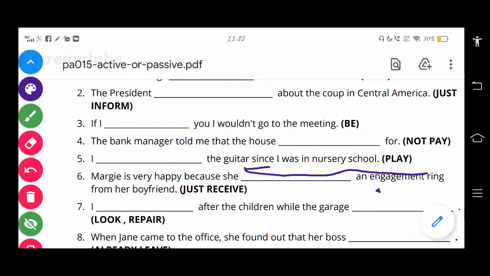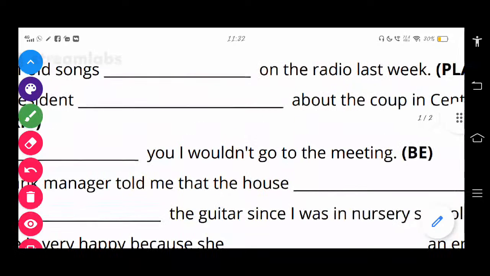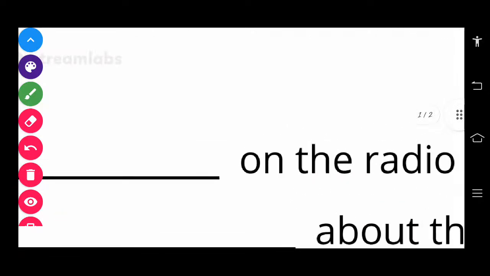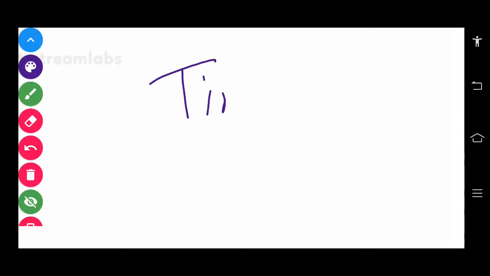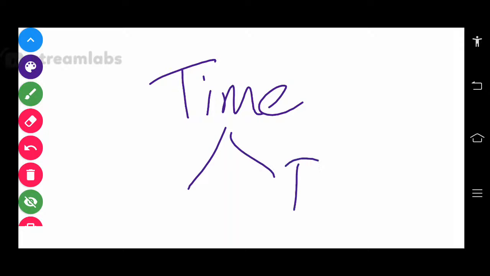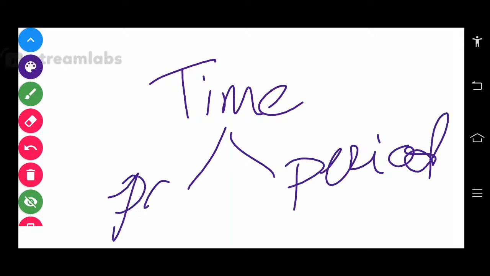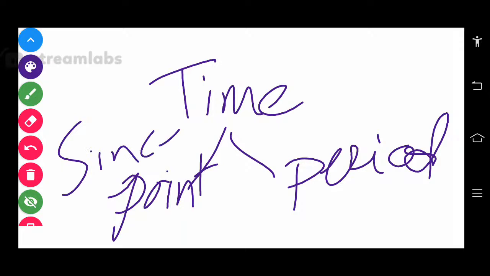Okay, what is to be used? I'll tell you. Try to listen. Right, just a moment. Now we have to think like this. In a sentence, if we have time, there are two types: period of time and point of time. To express a point of time we use since, and to express a period of time we use for.